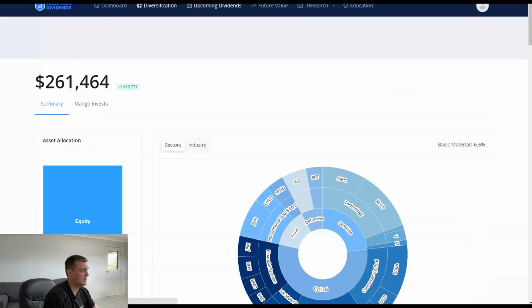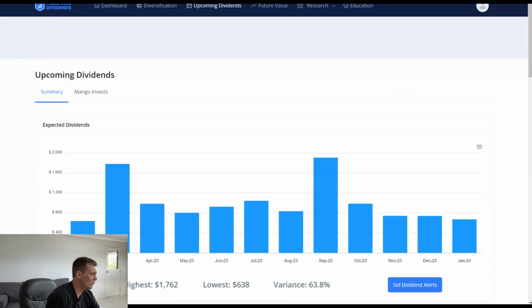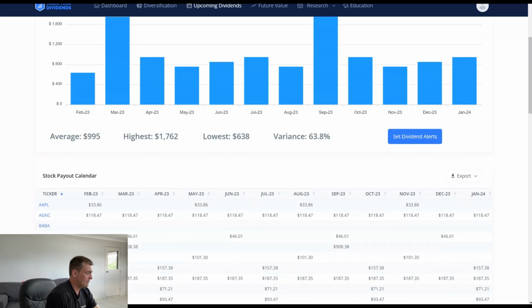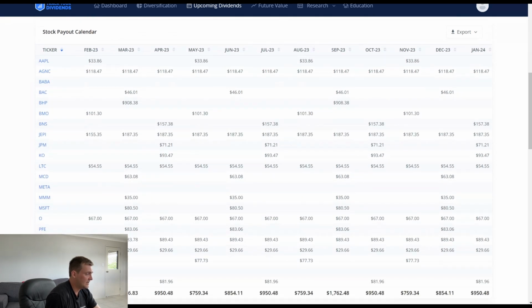So upcoming dividends is a really good feature with trackyourdividends.com. So it's got all your expected dividends like what we saw before. It's got the stock payout calendar. So Apple, for example, in February of 2023, they're due to pay me $33.86, which is pretty cool. And it's all there for you, so you can forecast out for a total year.